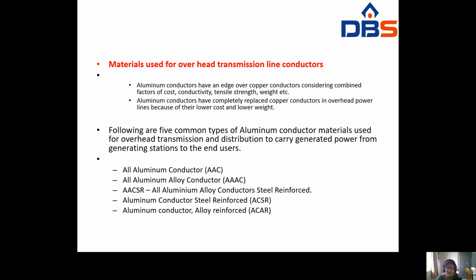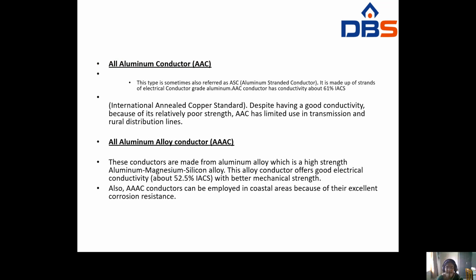What is the first type of aluminum conductors? AAC. This type is sometimes also referred to as ASC. ASC is nothing but aluminum strand conductor. It is made up of strands of electrical conductor, so it is made with strands of conductor grade aluminum.